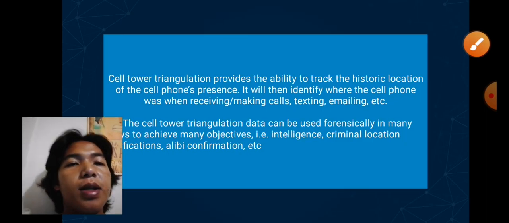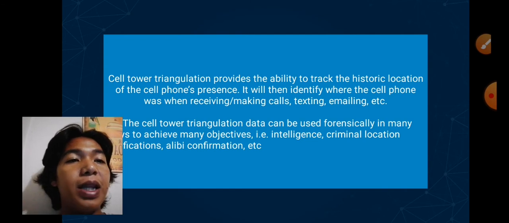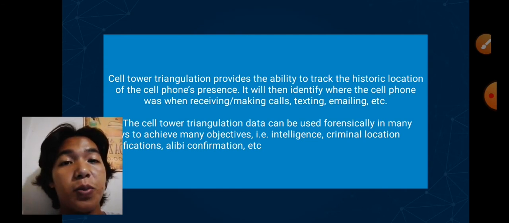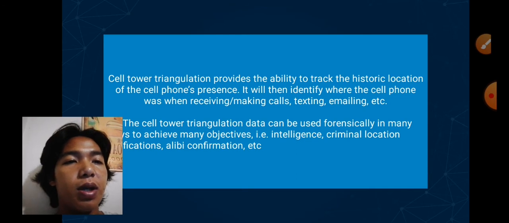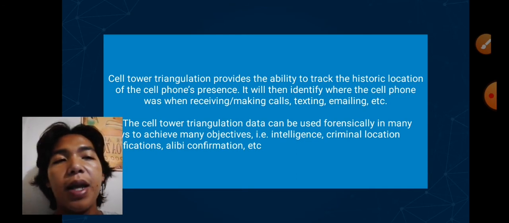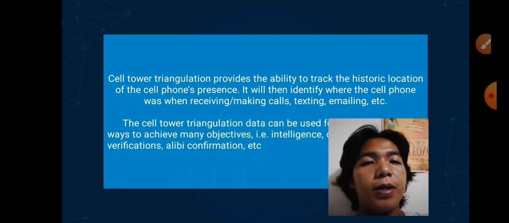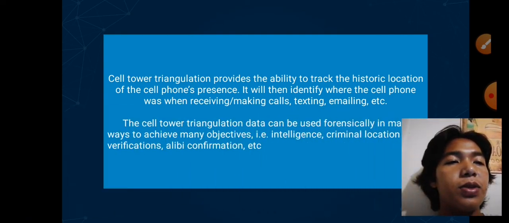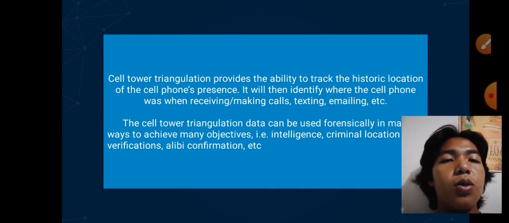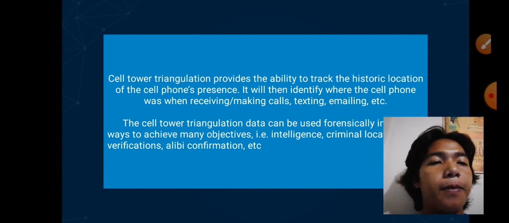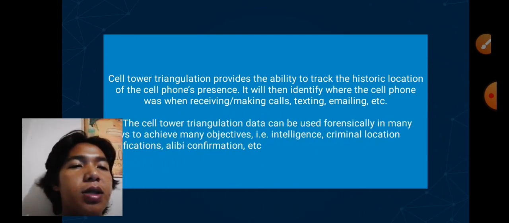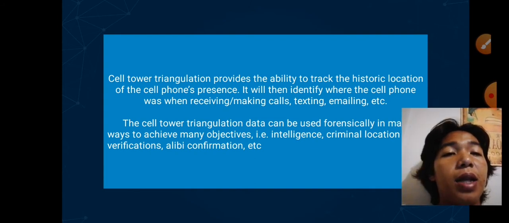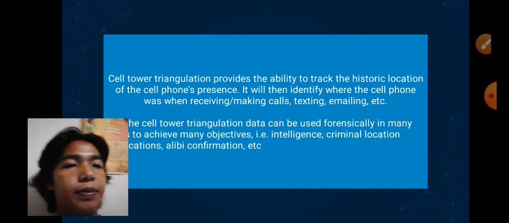Then cell tower triangulation provides the ability to track the historic location of the cell phone's presence, just like the photo that I illustrated. So it will then identify where the cell phone was when receiving or making calls, texting, or emailing. The cell tower triangulation data can be used forensically in many ways to achieve many objectives. For example, intelligence, criminal location verification, alibi confirmation, and etc.